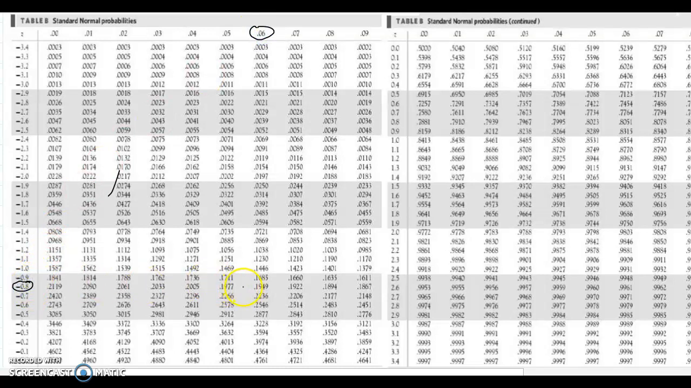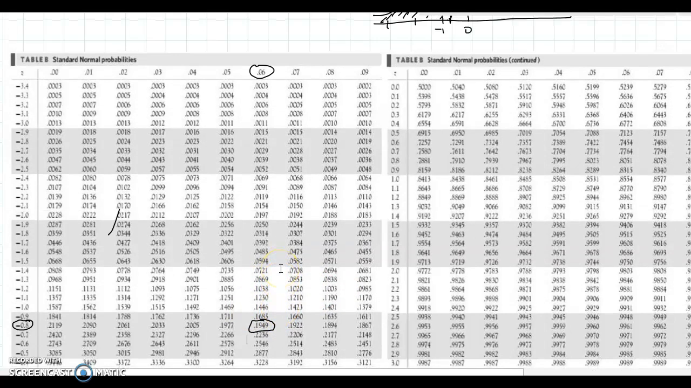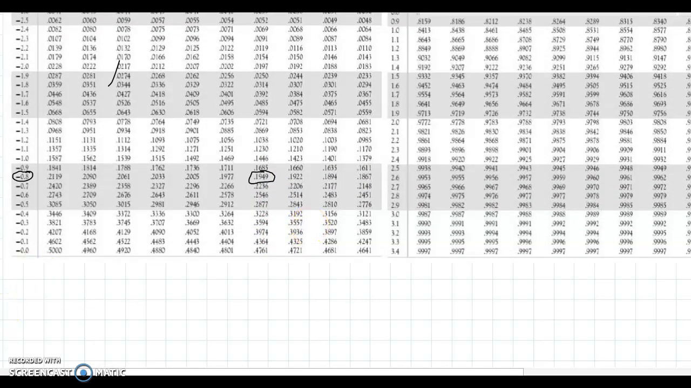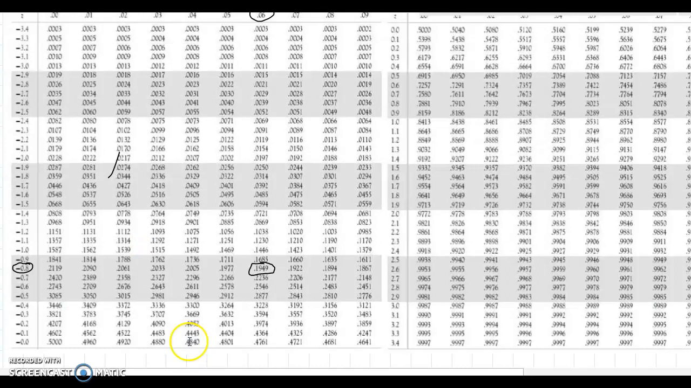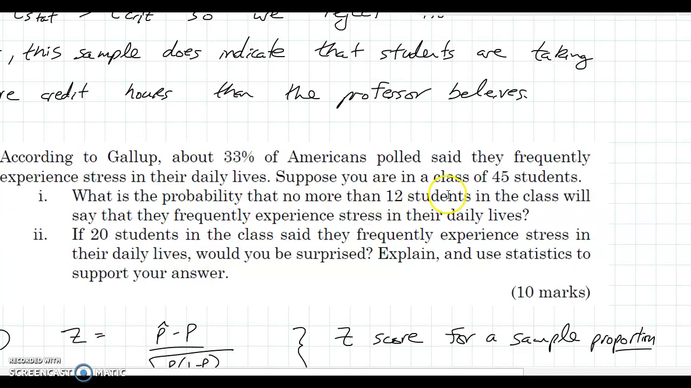So where these two cross over here, this is the probability of that area that we outlined there in the little drawing. So it's 0.1949. So the probability, we'll go back to the question now. Well, let's write down the probability. The probability was 0.1949. Now, what's the probability that no more than 12 students in a class will say they frequently experience stress in their daily lives?